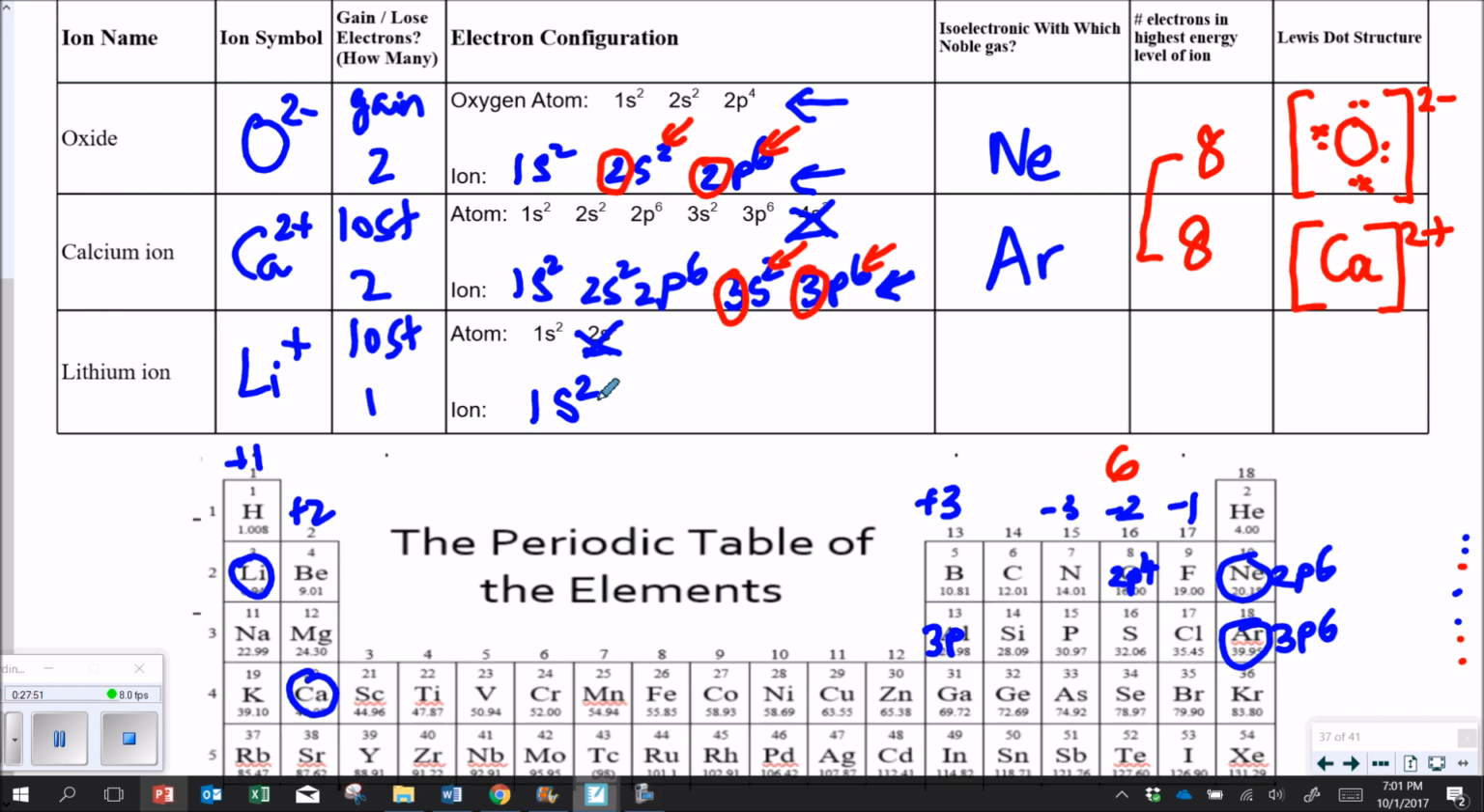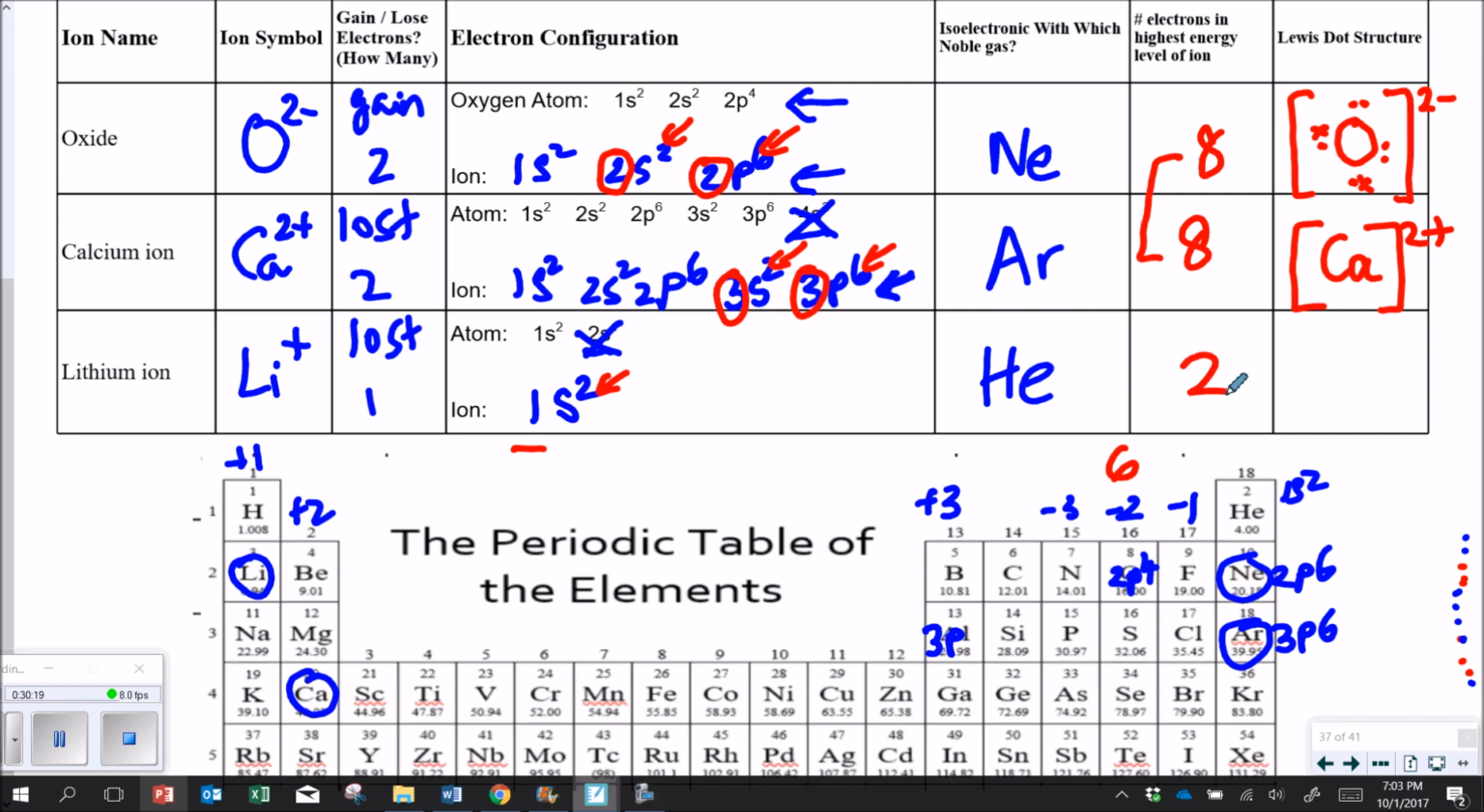Which noble gas is it isoelectronic with? 1s2 matches helium. So we have helium as our noble gas. Number of electrons in the highest energy level of lithium: it only has 1 energy level left, and there are 2 electrons in there, so we have 2.